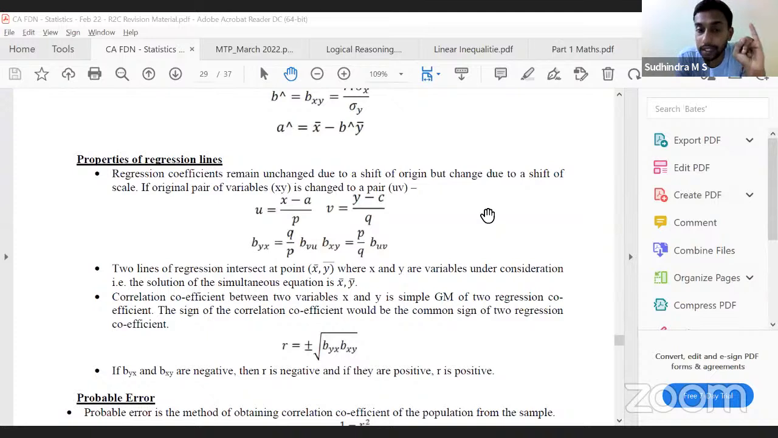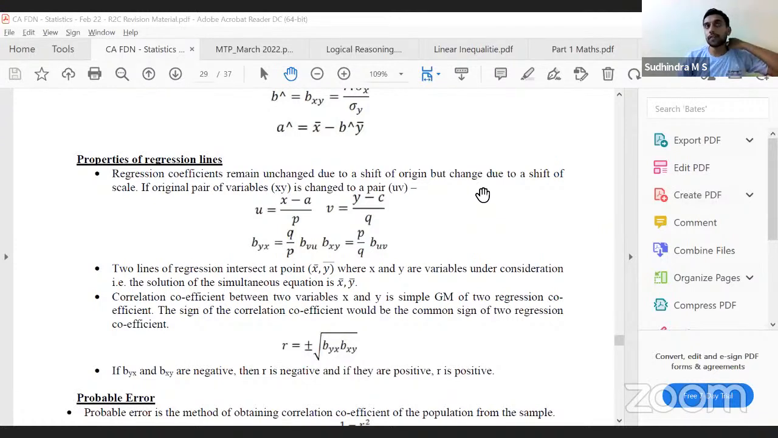One, it gets affected by change of origin but not by change of scale. So if I have byx and I have to calculate bvu, byx is equal to q by p into bvu. Sorry, Bxy will be equal to p by q into buv. And if I have been given two regression equations and I have to calculate x bar and y bar, how to do it? By solving the simultaneous equations. Right.